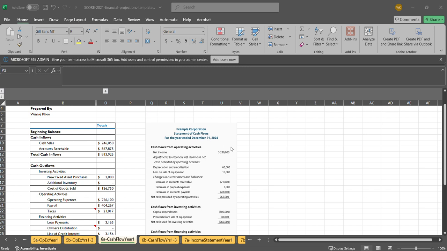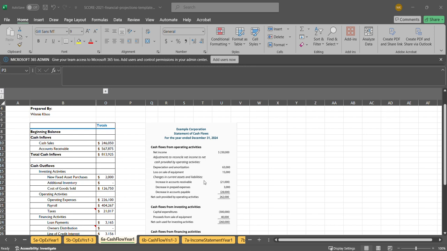So this is what a typical statement of cash flow looks like. That's adherence to GAAP, which is generally accepted accounting principles. So most of your accountants will actually build a cash flow that looks like this.